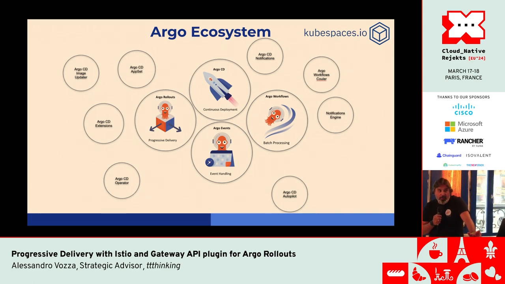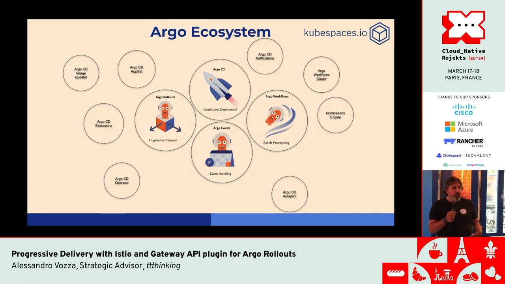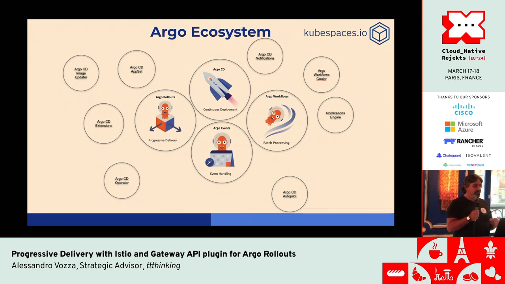Another tool. For this automation, you do need special tools, right? You can't just do it with the regular Kubernetes objects. You need something more, right? And that something more is, of course, one tool that is part of the Argo ecosystem.